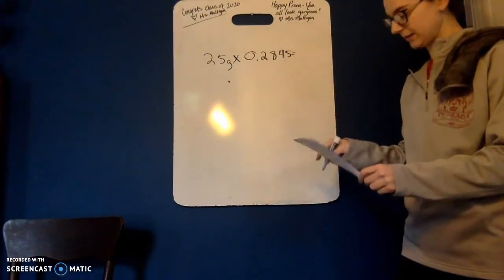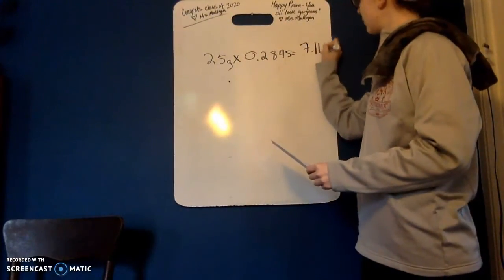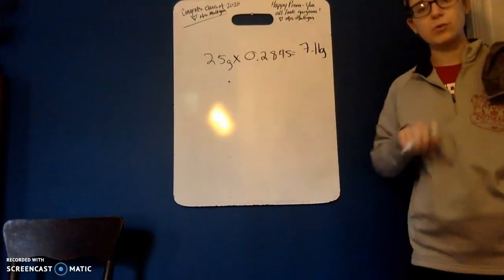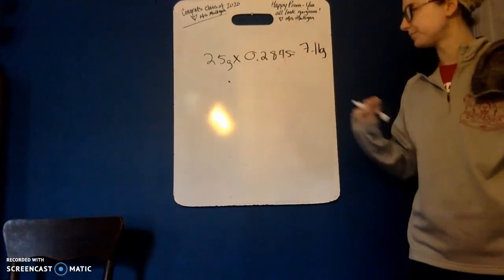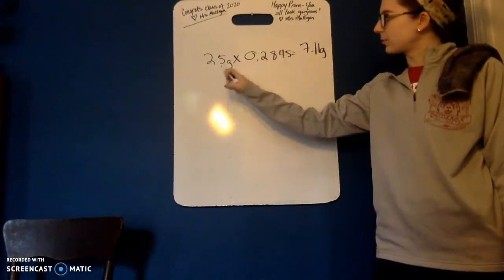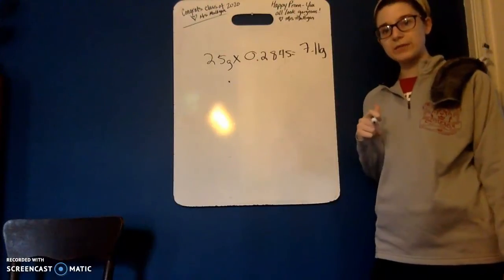So I get an answer that is 7.11 grams. So in that 25 gram sample, 7.11 grams is copper, or copper atoms. The biggest mistake is multiplying 25 by 28.45.